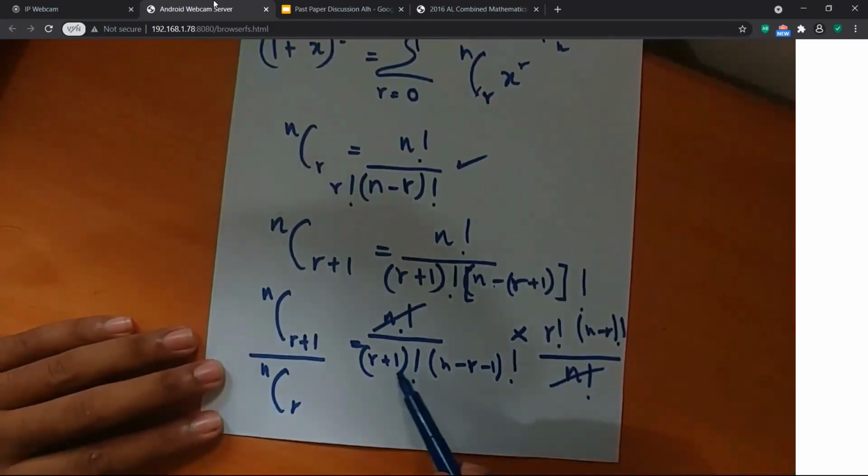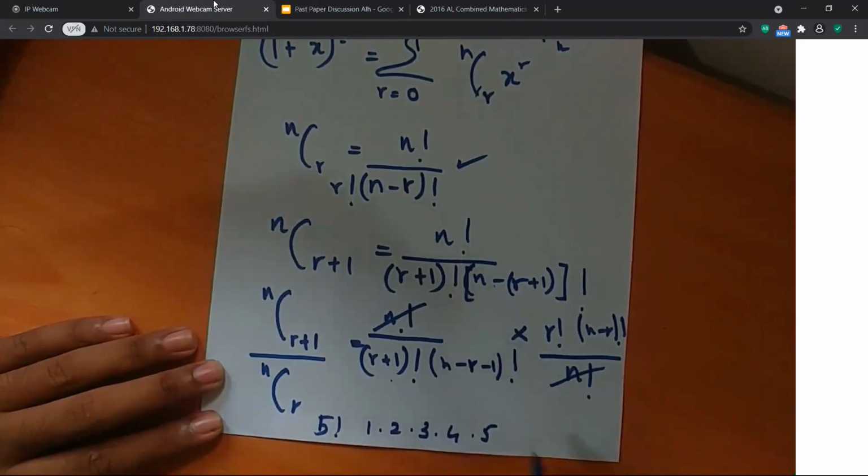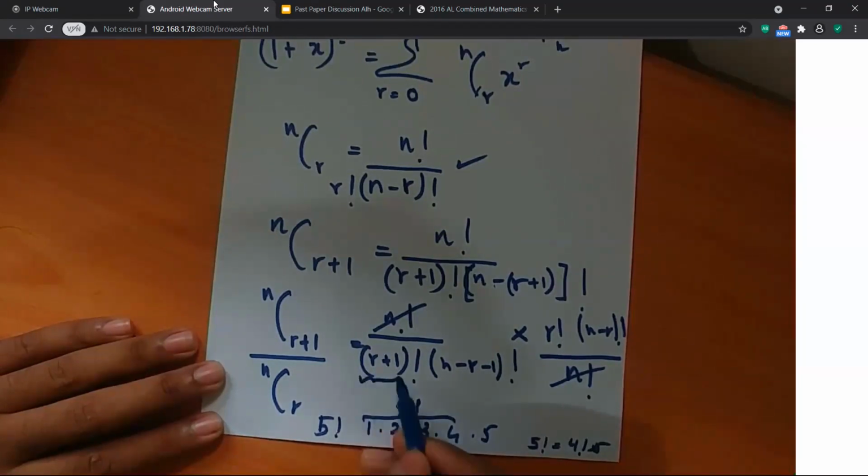So r plus 1 and r. Can you write (r plus 1) factorial in terms of r factorial? So what is factorial? Like factorial 5 means 1 into 2 into 3 into 4 into 5. But this can also be written as 1 into 2 into 3 into 4, which is factorial 4, right? So factorial 5 can be written as factorial 4 into 5. In the same way, factorial (r plus 1) can be written as factorial r into (r plus 1). Right?